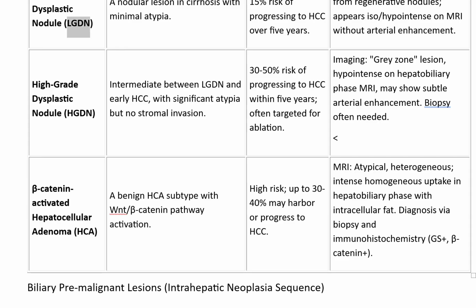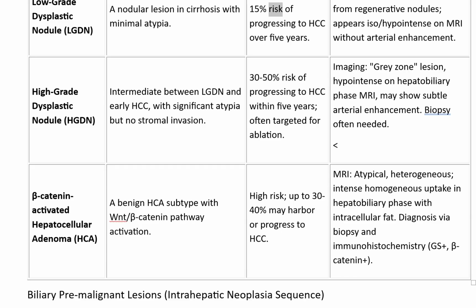Low-grade dysplastic nodule, LGDN. A nodular lesion in cirrhosis with minimal atypia. Approximately 10 to 15% risk of progressing to HCC over 5 years. Imaging often indistinguishable from regenerative nodules, appears iso- or hypointense on MRI without arterial enhancement.